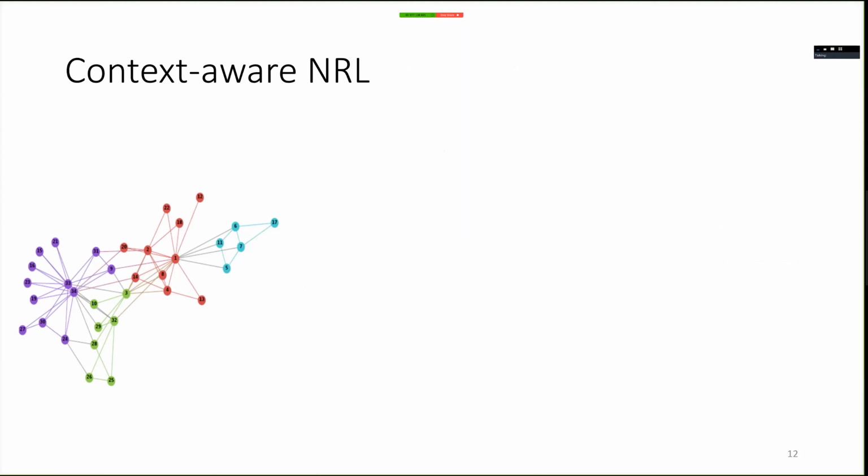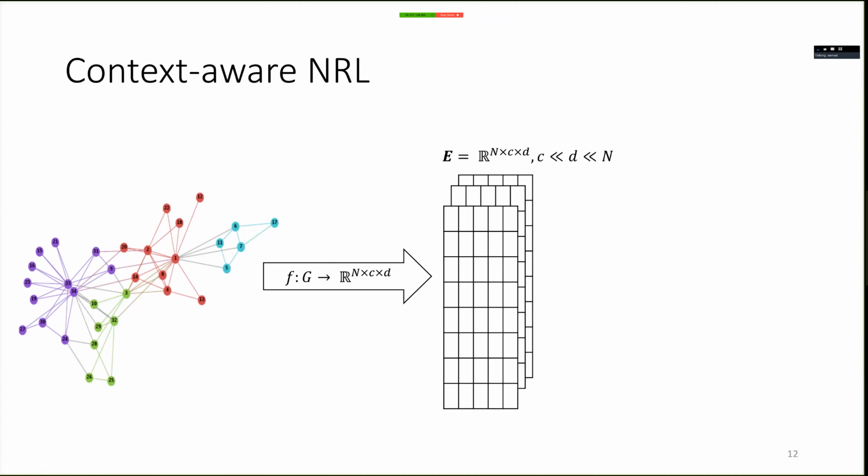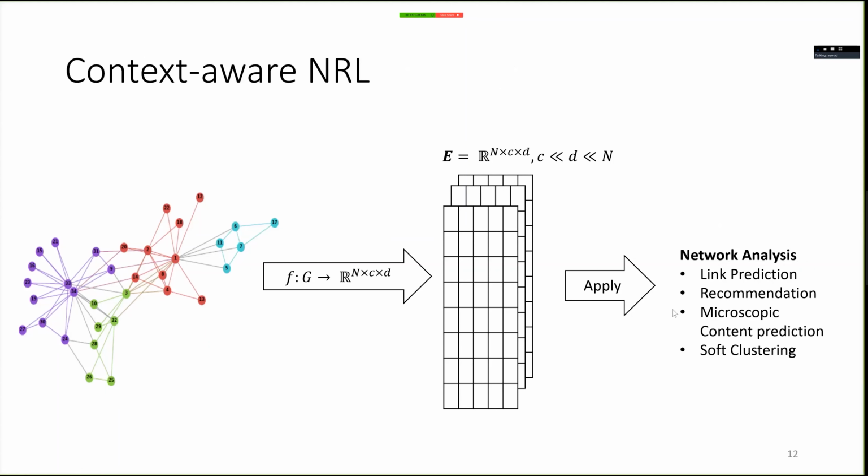The task will change a little bit. Given a graph, you want to learn a function, but now we have a tensor, a multi-dimensional matrix. The dimensions are n, the number of nodes as before, times c, the number of contexts per node, times d, a pre-selected dimension size. So now we learn this multi-dimensional matrix and apply different tasks. From the literature, there are tasks like the third one here, the microscopic content prediction, where context-aware graph representation learning is a better fit and provides better results.